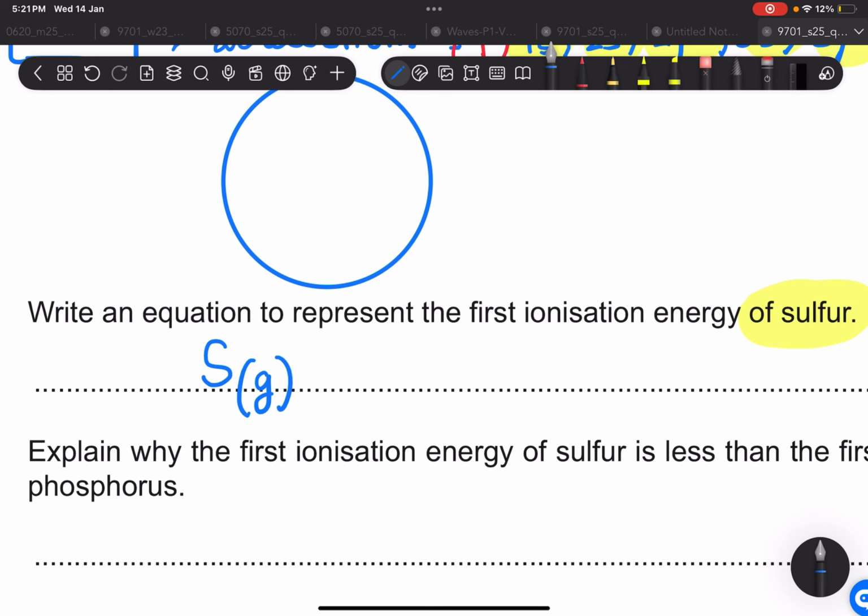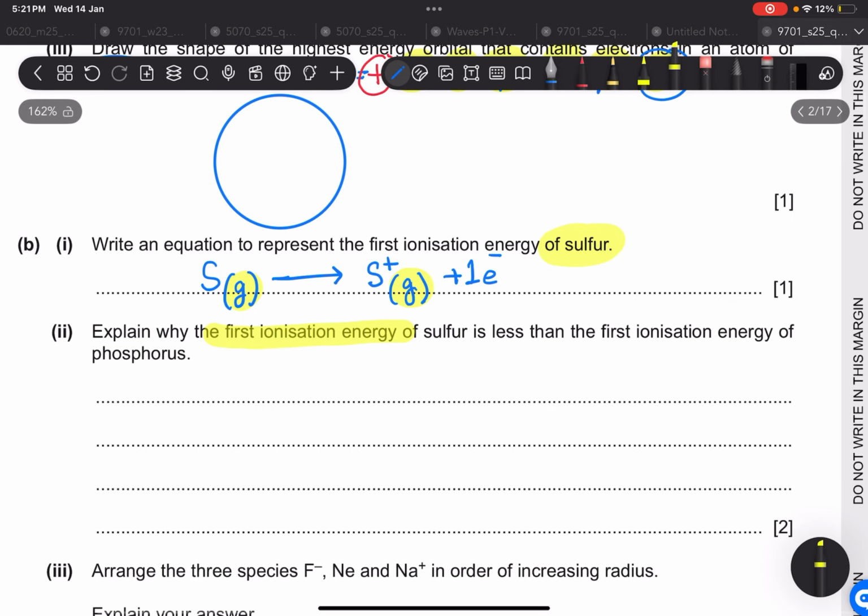Next, explain why the first ionization energy of sulfur is less than the first ionization energy of phosphorus. So we're going to see that sulfur is in group 6 while phosphorus is in group 5.